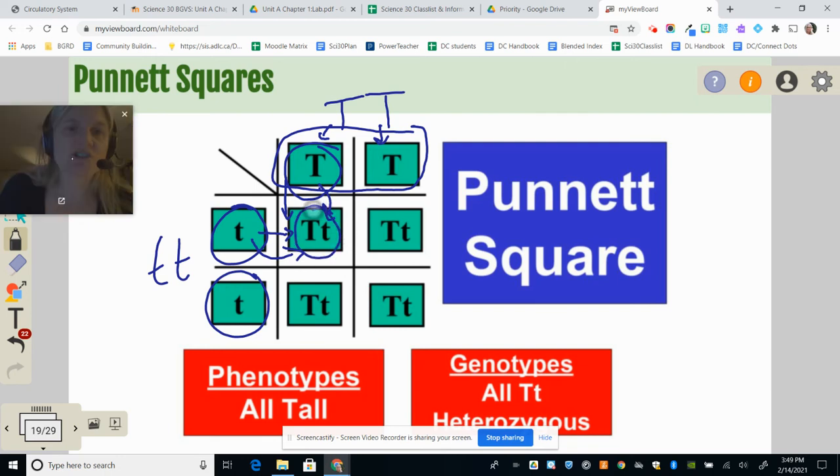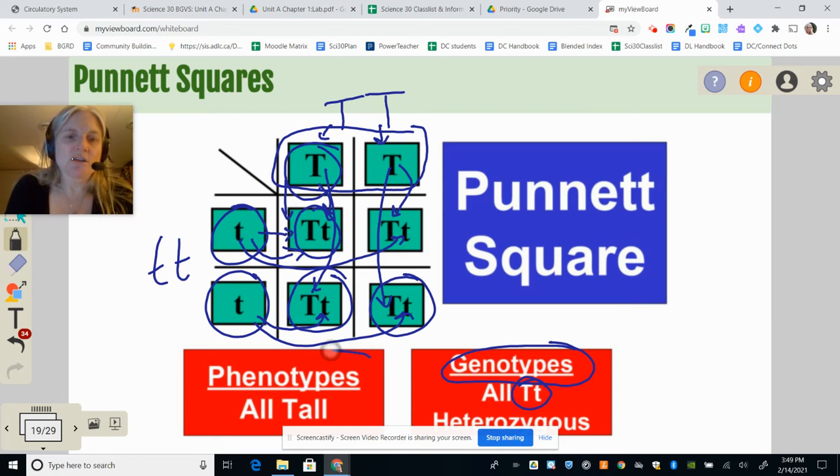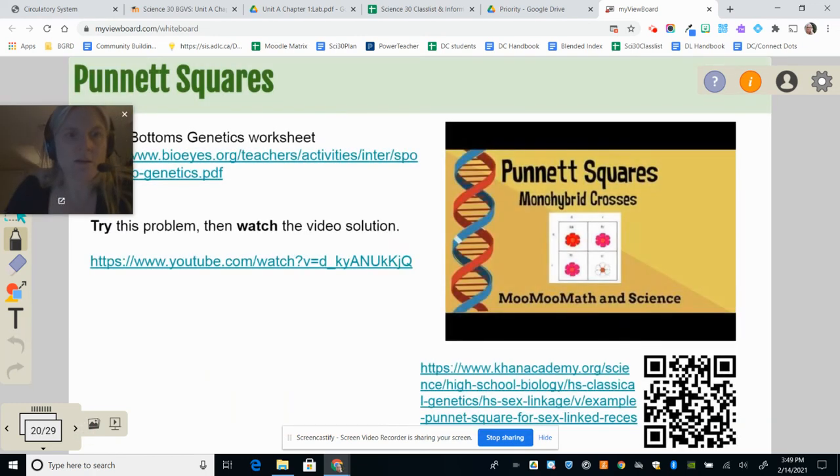So this gives us our mixture here. And then there's our capital T, here's our little t, here's our capital T, here's our little t, capital T, little t. So this lets us mix all these alleles up and figure out what our combination is. So when we look at all the offspring, they have the exact same genotype. When we're talking genotype, the alleles, they're all heterozygous. When we're talking phenotype, they're all going to be tall, 100% of them tall.